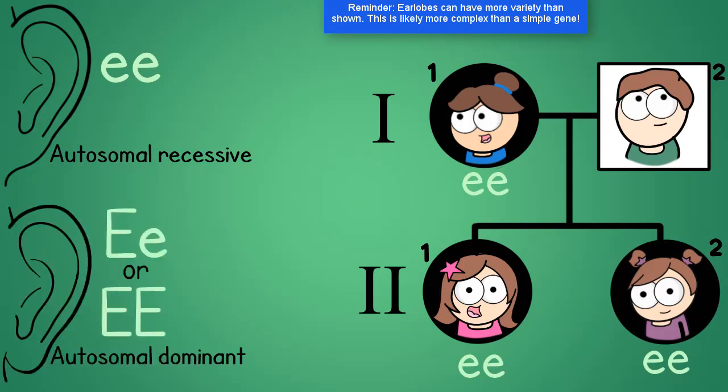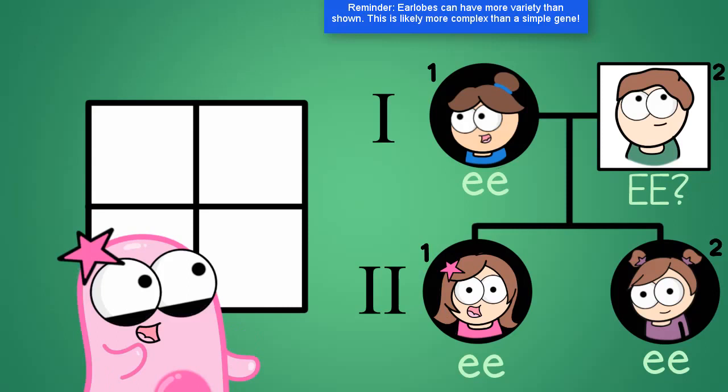Any capital dominant letter, and the individual would have to have free earlobes and not be shaded. So let's look at individual 2 in the first generation. That's our father. He's not shaded, so he can't be little e, little e. What about big E, big E? Well, there's a problem. See his children?